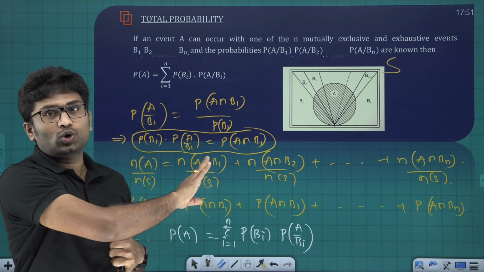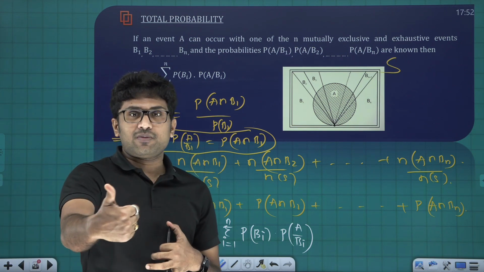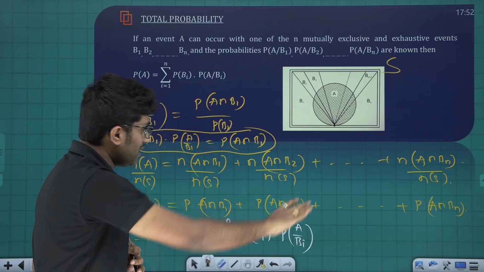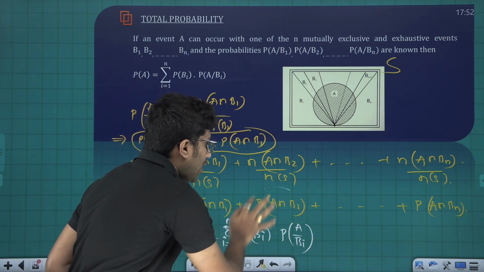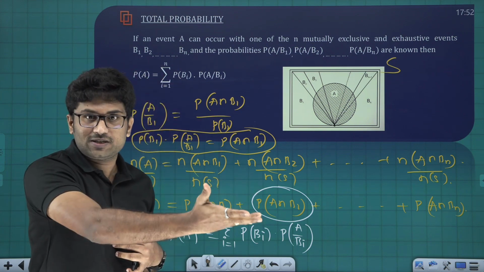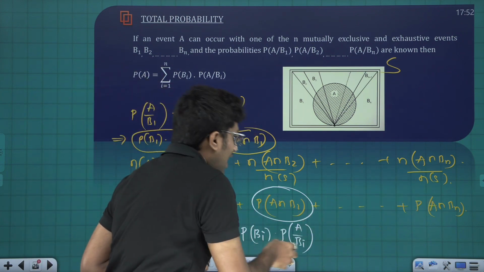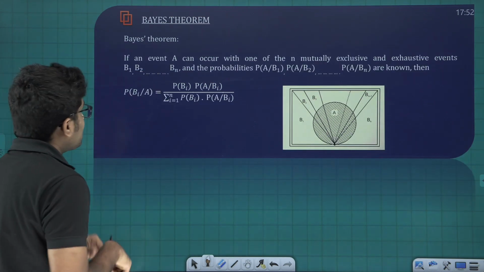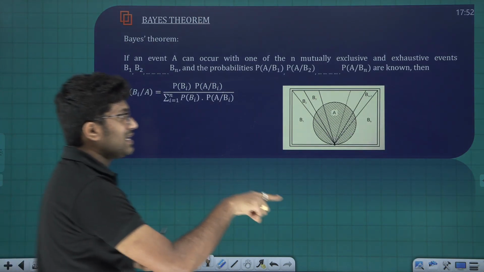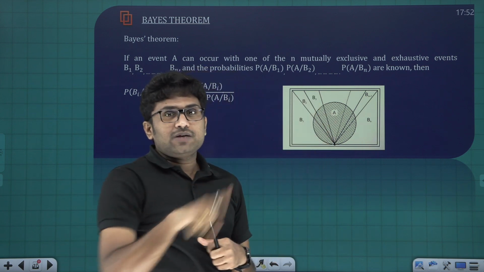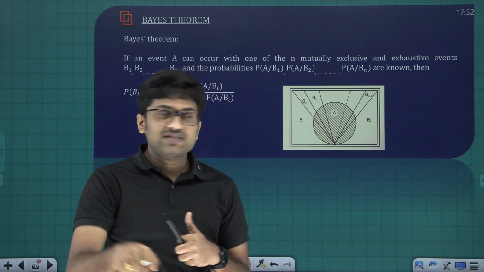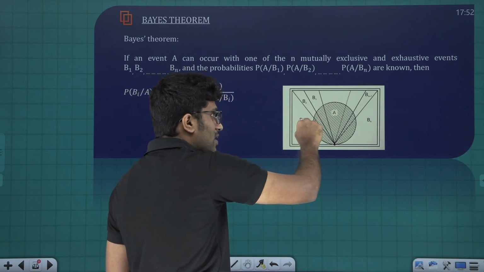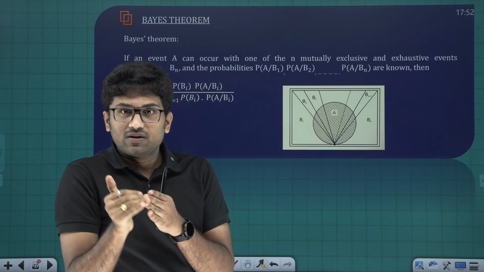If you know total probability, then we can get Bayes theorem also, because in Bayes theorem this will be the denominator, and among all of them one portion of this will be in the numerator. That's it. This becomes the sample space and one among this will be an event. So coming to Bayes theorem, in total probability we have seen the probability of occurrence of A. In Bayes theorem, what is the probability of occurrence of B1 when A has occurred? Are you getting me?